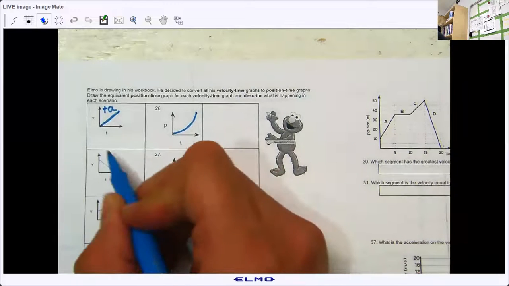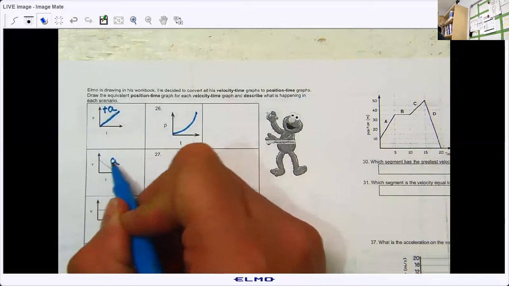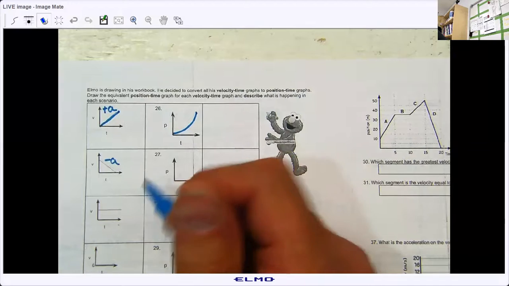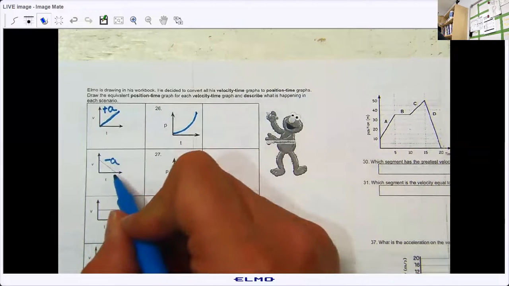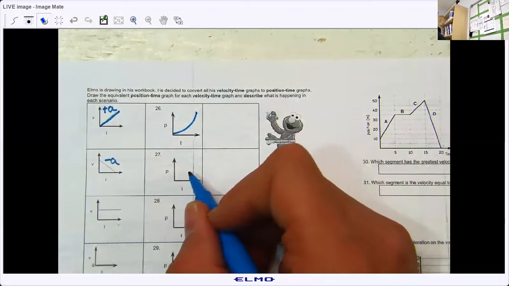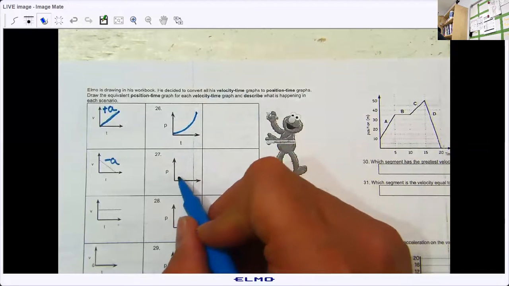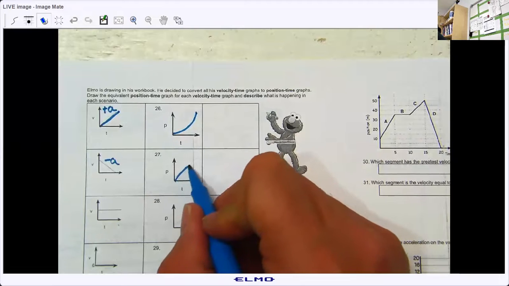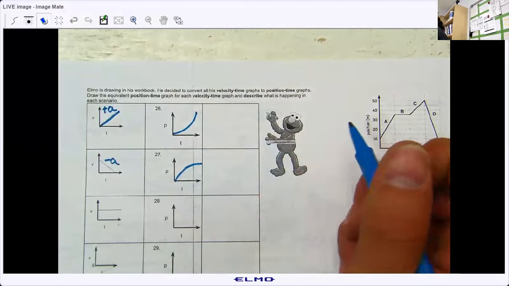If we look here, again, we have acceleration. It's negative because it's sloping downward. So we are slowing down. We can say that the object is slowing down. So we can't have a straight line here because it would show constant velocity, and we don't have constant velocity. We have velocity that is slowing down. So we have something that's curved like this.